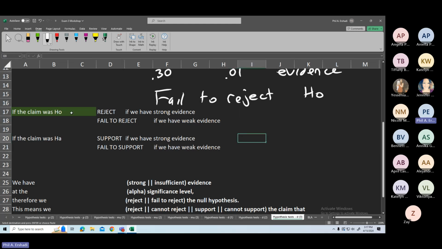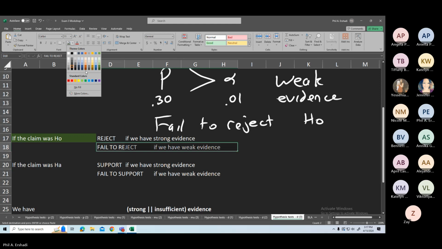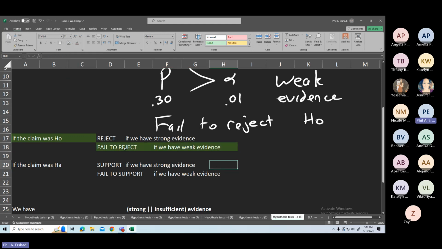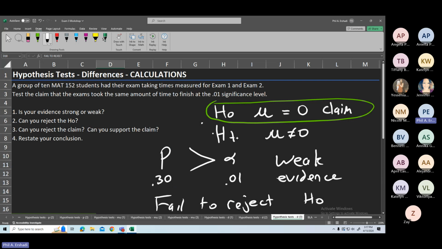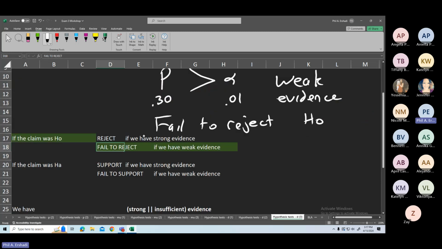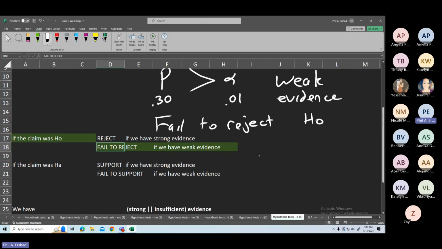Okay. So we said that the claim was null, and we have weak evidence. So I'm going to paint that as well. This means that we are failing to reject the null, but also failing to reject the claim. We only say support the claim if the claim was alternate. And since the claim was not alternate, we actually can't say that. Since it was null, all we can say is that we also fail to reject the claim.